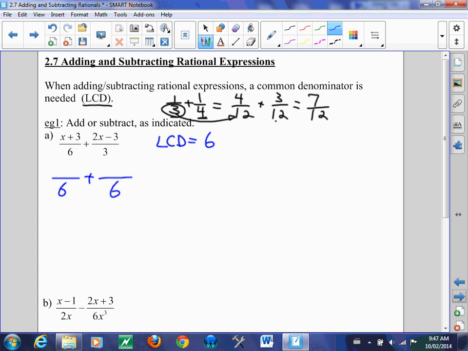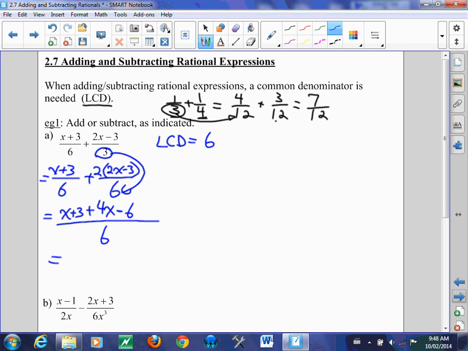The good news is the first one stays the same because 6 times 1 gives you 6, so it's going to be x plus 3. But the second denominator, remember, what did we multiply 3 by to get 6? 2. So it's going to be 2 times this whole expression, 2x minus 3. Now we've got a common denominator of 6. I've got x plus 3. And I'm going to simplify this out using distributive law, so plus 4x minus 6.